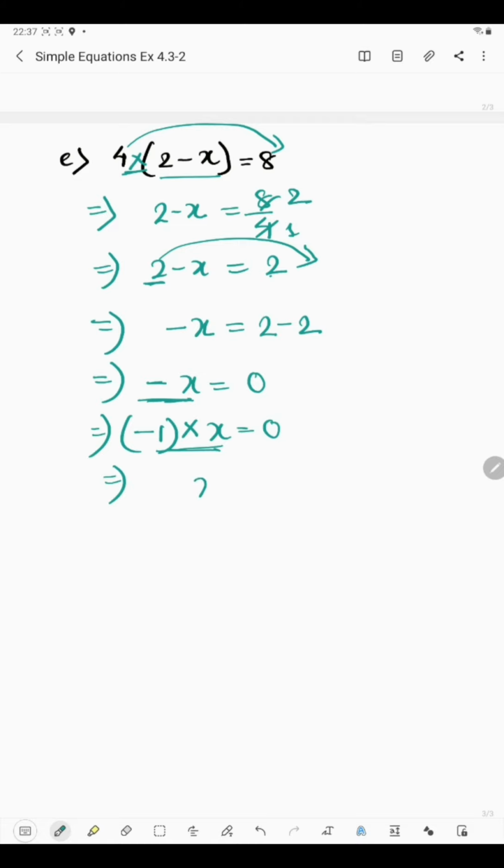So what will be the value of x? It will be 0 divided by minus 1. Why have I divided? Because this is given in multiplication form, so after changing the side it will be division. Now 0 divided by any number is 0. We know that. So the value of x is 0.